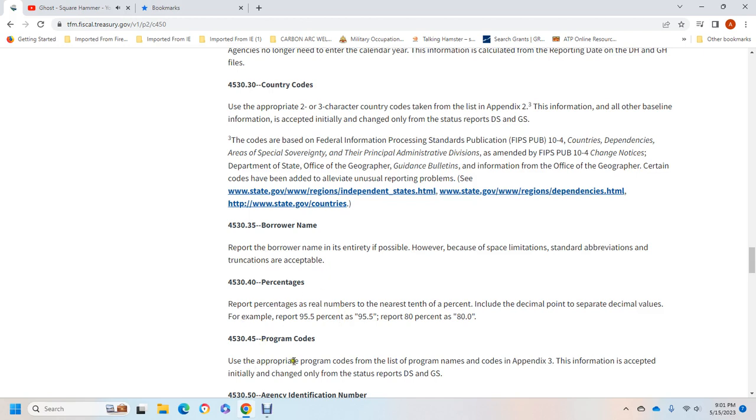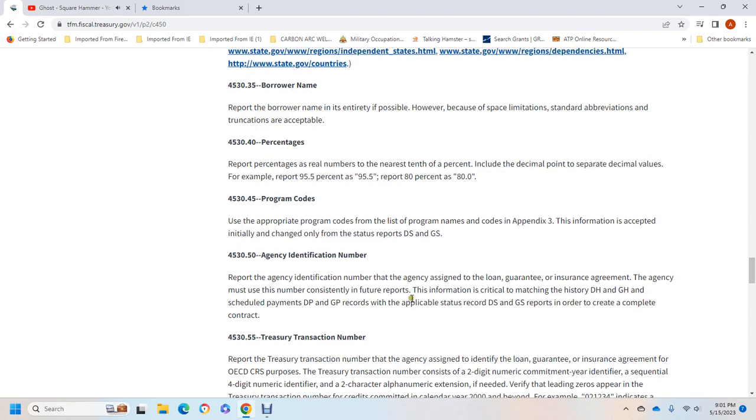Section 4530, 45 program codes. Use the appropriate program code. The list of the program names and codes is in Appendix 3, with the information except that initially changed only from the staff of the reports of the DS and GF. The agency identification number is the number assigned to the loan guarantee or insurance agreement.